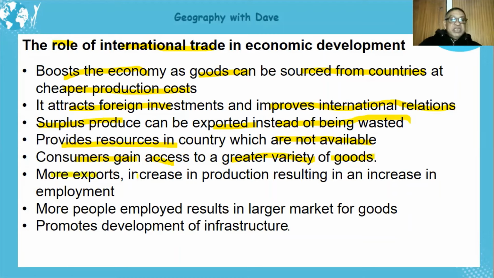More exports increase production, resulting in an increase in employment and money made. The more you export to other countries, then obviously you have to produce more. And if you produce more, there'll be more jobs, there'll be more infrastructure, it'll strengthen the economy, and there'll be more taxes. Okay, so export is excellent as a form of international trade and economic development. More people employed results in a larger market for goods. Okay, more exporting, more people employed, larger market, especially a local market.